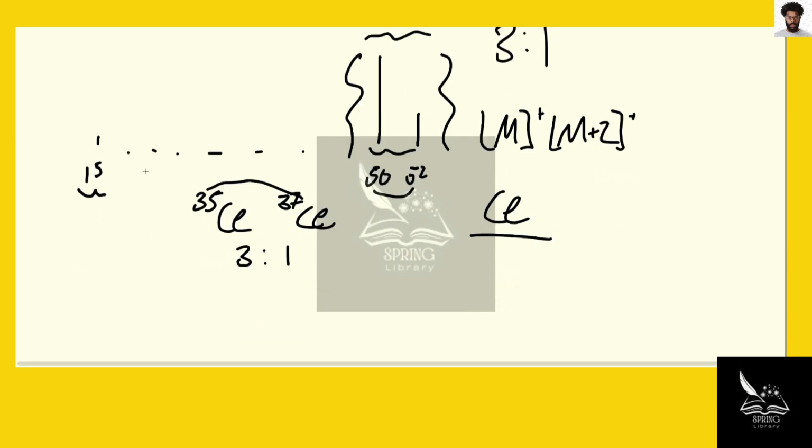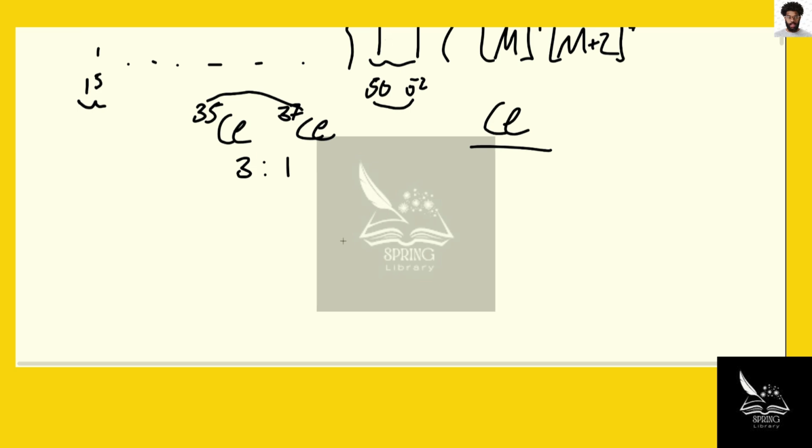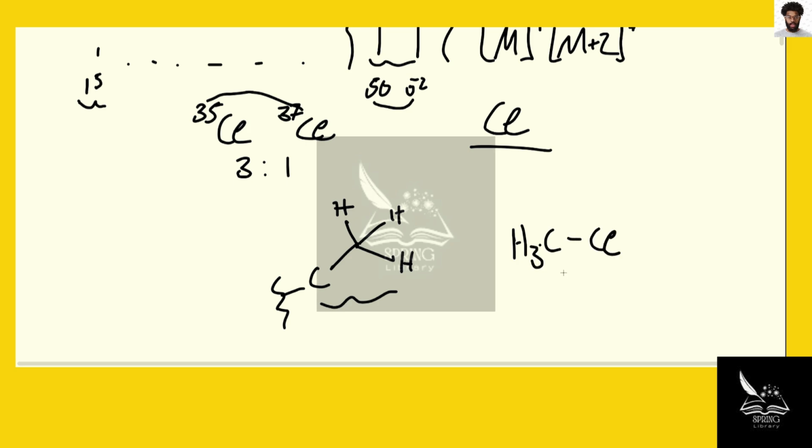Something else that sticks out to me is this peak of 15. If you recall, a peak of 15 typically corresponds to a methyl, right? So just based on this data alone, I would suspect that we have methyl chloride. That is H3C, Cl. Here's the 15, here's the 35 or 37, which would give a total mass of 50 or 52, depending on whether it's methyl chloride with chlorine 35 or methyl chloride with chlorine 37.